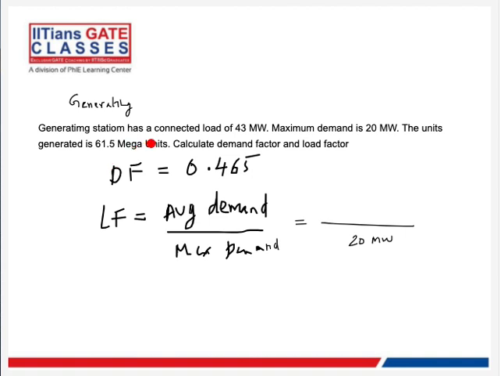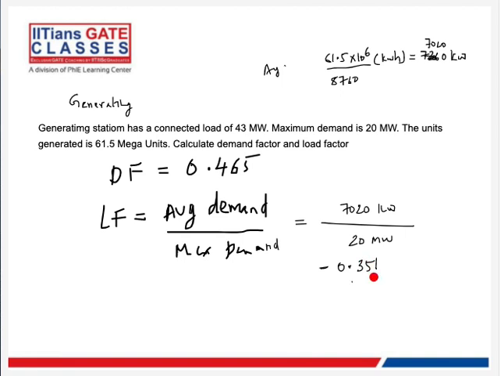But we are given the total units that are generated. So total units generated is 61.5 into 10 power 6 units, or kilowatt hour, divided by the number of hours in a year, 8760. So if you do that, you will get average demand as 7020 kilowatt. This is average demand. So if you divide, you will get it as 0.1. Is that clear?